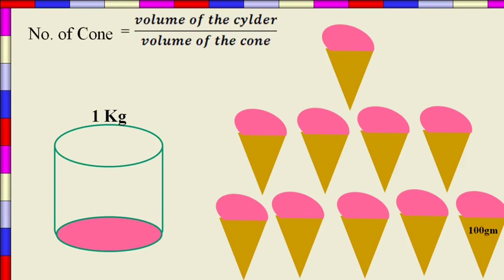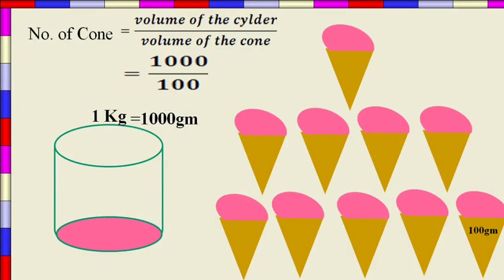So here, what am I doing? Number of cones is equal to volume of this cylinder, that is the container, which is 1 kg, 1000 grams, divided by volume of the cone, which is 100 grams. So if I divide 1000 grams, that is volume of the cylinder, by 100 grams, that is volume of one cone, I'll be getting 10, that is the number of cones.